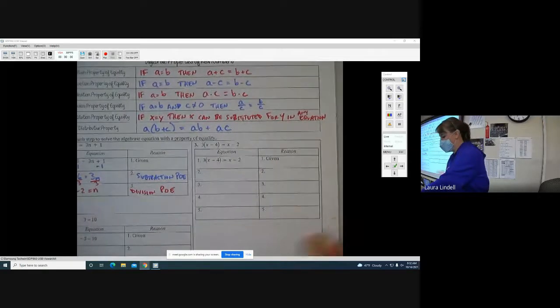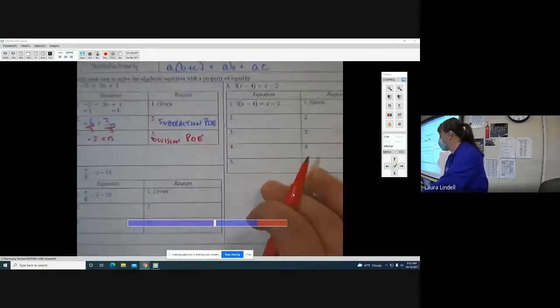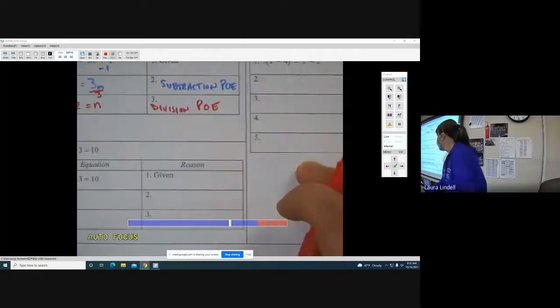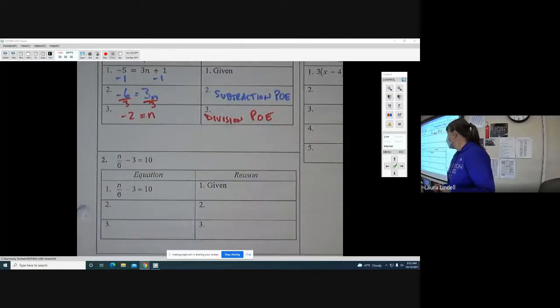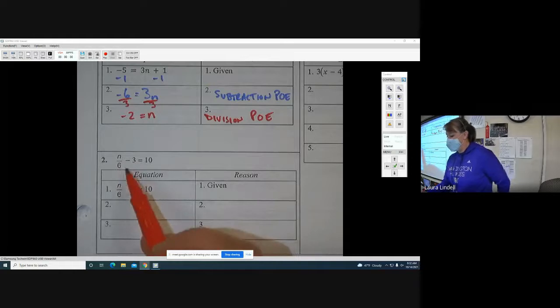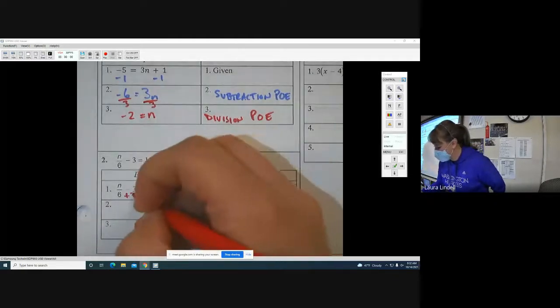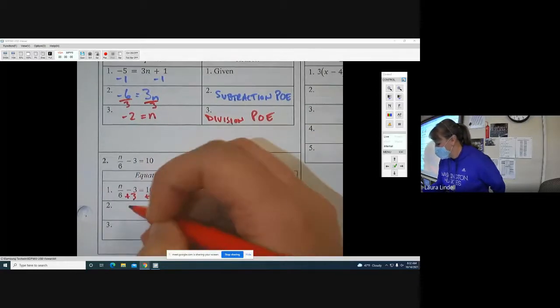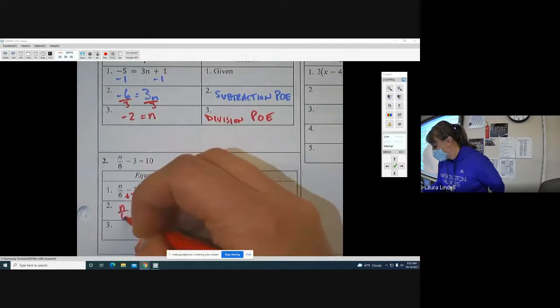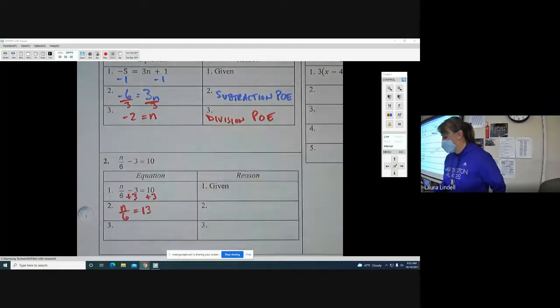Let's do the second one next. Down here. All right, so for this one, we have n over 6 minus 3 equals 10. So that's our given, the equation. What should I do first to solve here? Yeah, add 3 to both sides. Exactly, add 3 to both sides. So we get n over 6 equals 13.